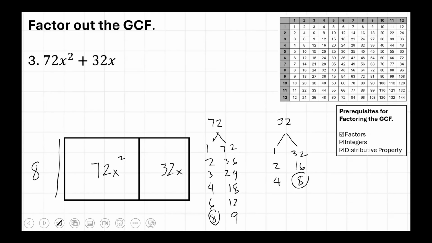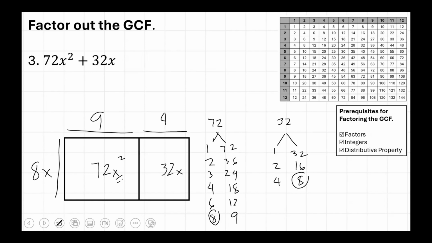And for the variables, we have x squared and x. So the highest number of common variable is only 1x. Now that we have our GCF, we can determine the missing dimensions. 72 divided by 8 is 9, and 32 divided by 8 is 4. And don't forget your variable all the time. That is also one of the common mistakes that is committed by other students.